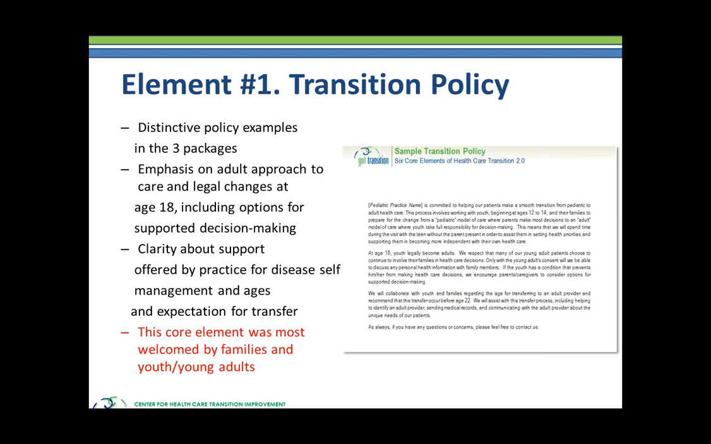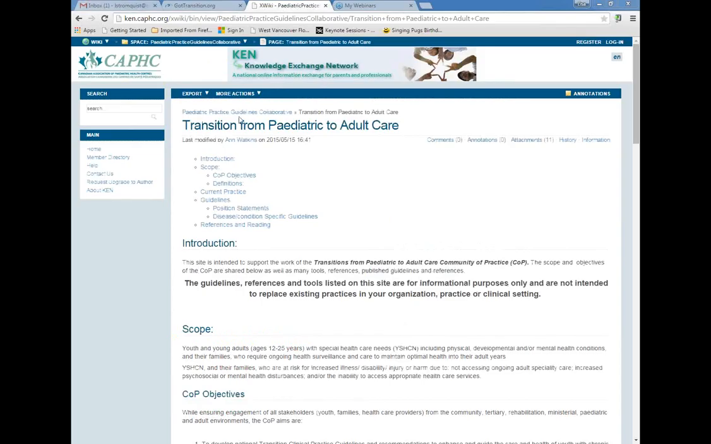So the key part of these policies that were developed by all the learning collaboratives and many of the groups that we're talking with now, is that you have to talk a little bit about when this process will start. Something happened to the slides, but when the process will start, and also what will happen at age 18, including the options for supported decision-making, and clarify the support of what you're going to offer in this. I don't see the slides anymore, but I would go to the next slide.